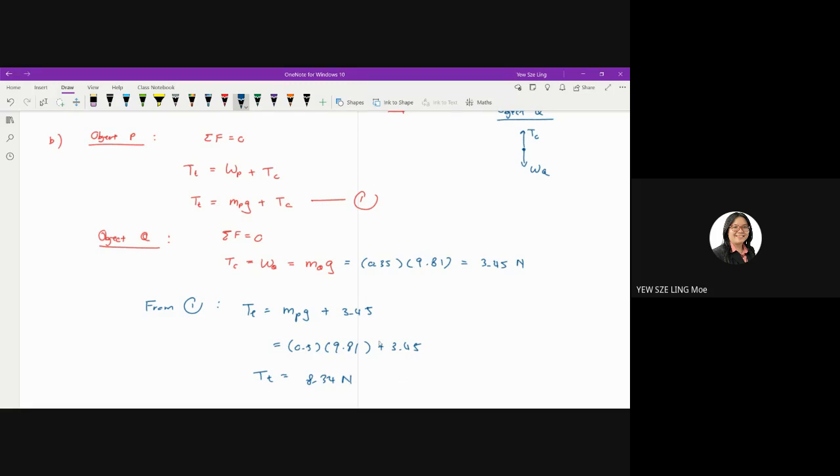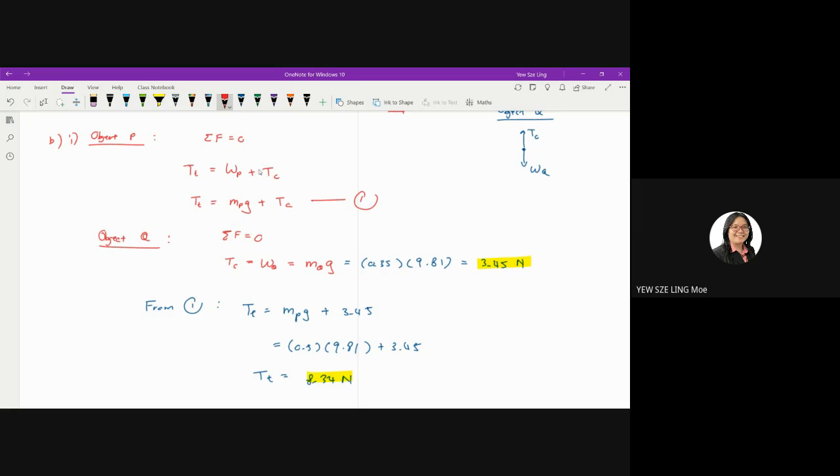So that is how I solve it. I start from the free body diagram for object P, and since I don't have enough information to simplify it, I move on to the free body diagram for the second object. From the free body diagram of object Q, I managed to determine the value of TC, which is 3.45. I then use it to determine the value of TT, which is 8.34. So that is the solution for question B1, the tension in both the tungsten and the copper wire.